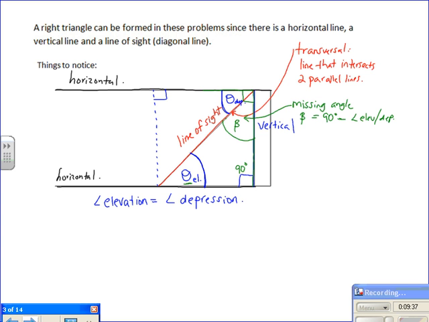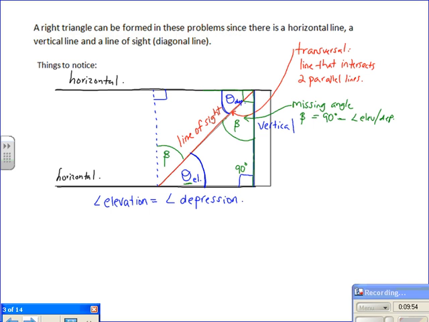One other thing that's true here is that angle beta is equal to this angle over here as well, between the other vertical and the line of sight. So those two angles are the same. We have another right triangle on the other side here.